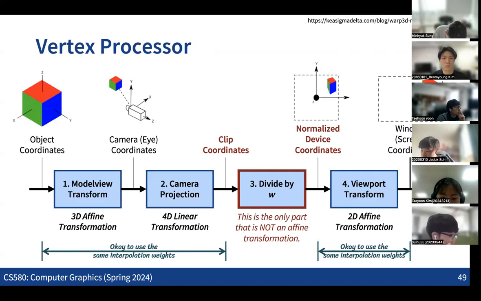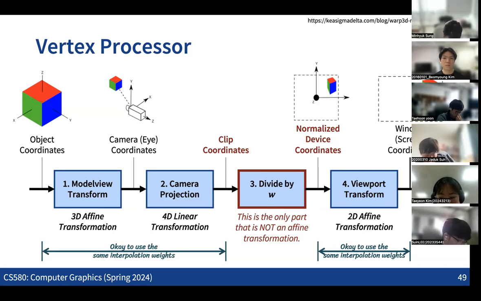So if we get back to the vertex processor, what we can see is that we have multiple components here, right? For the model-based transformation and also for the projection up to these points. So those are affine transformations and the 4D linear transformation. For those cases, it's okay to use the same weights. And also for the viewport transformation, this is another 2D affine transformation. So this is also okay to use the same interpolation weights.